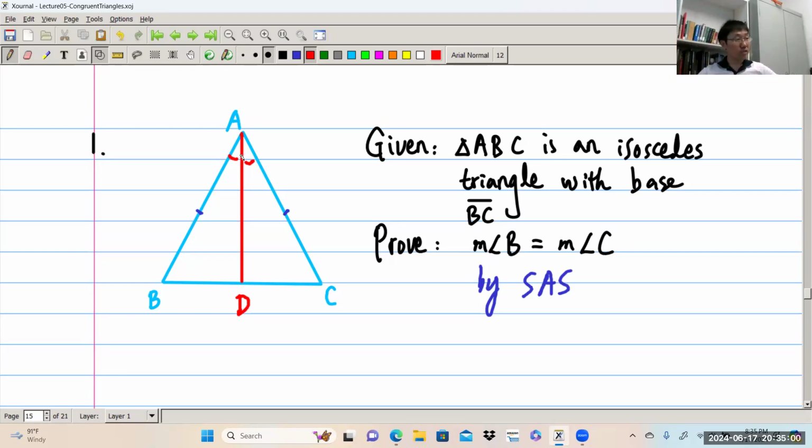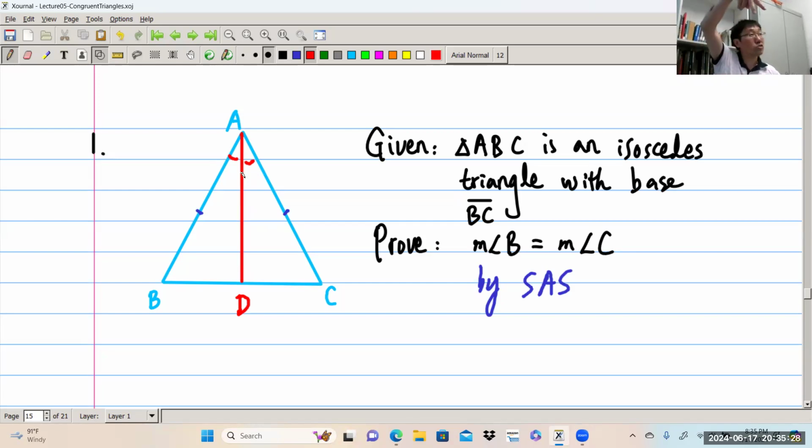Now can you see why these two triangles are congruent? Do you have SAS? Yes or no? AB is congruent to what? AC. AD is shared, right? It's shared by two triangles. And this angle and that angle are congruent by my construction, because of the angle bisector.